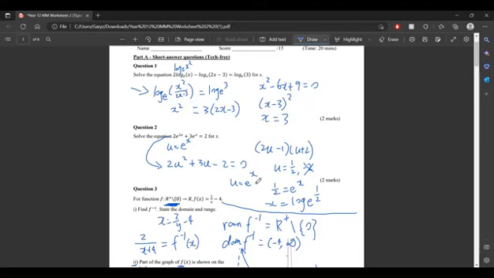But we know that u is equal to e to the power of x. So u cannot be a negative number. So negative 2 is an invalid solution. So u must be a half. A half is equal to e to the power of x. x must be log e of a half.